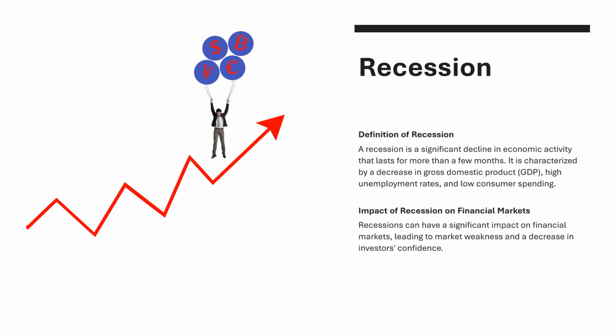Recession. Definition of recession. A recession is a significant decline in economic activity that lasts for more than a few months. It is characterized by a decrease in gross domestic product (GDP), high unemployment rates, and low consumer spending. Impact of recession on financial markets. Recession can have a significant impact on financial markets, leading to market weakness and decrease in investors' confidence.